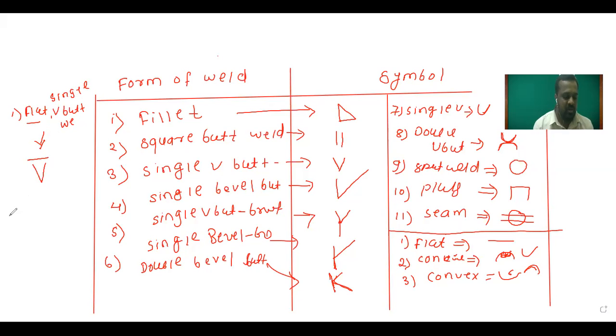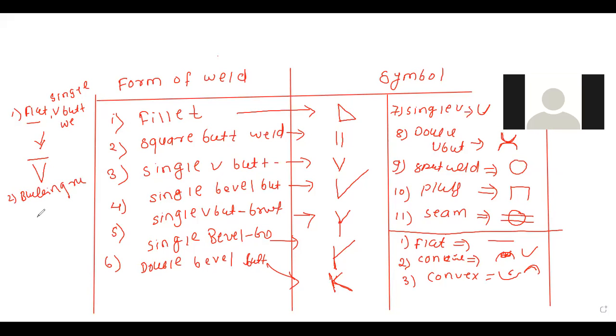Then which welding is remaining? Backing run is remaining. What is the symbol for the backing run? Like this. Is it correct or wrong? Yes, sir, correct. Okay, now see, these are the basic welding symbols. You have to remember all the symbols, because 101% there will be a question on this. So understood all? Yes, sir.